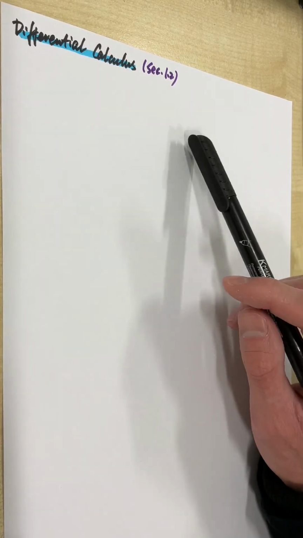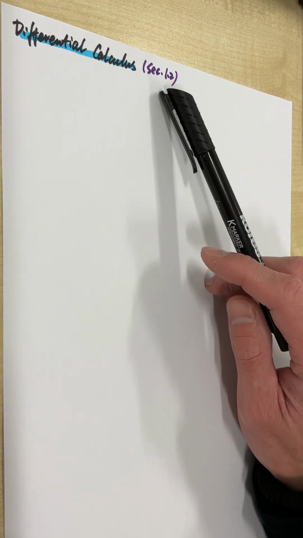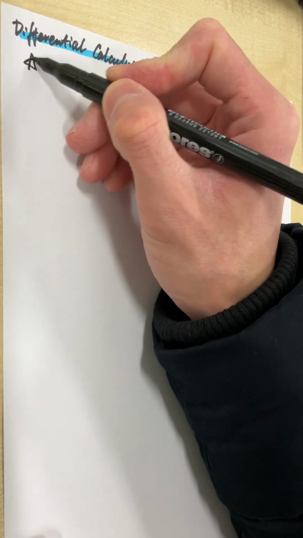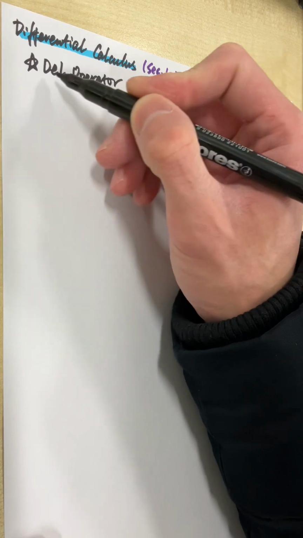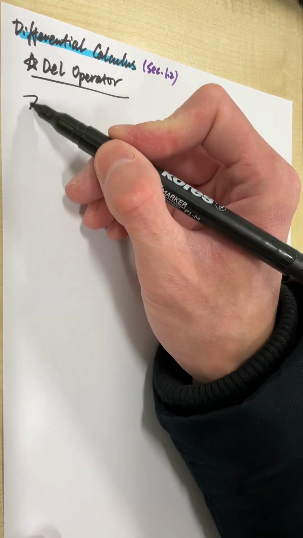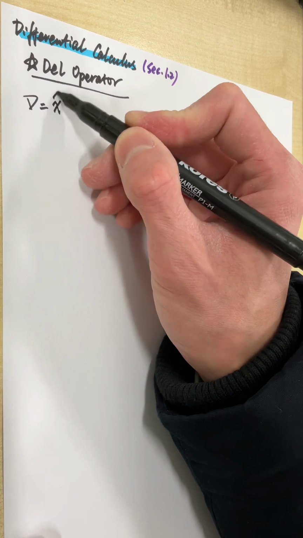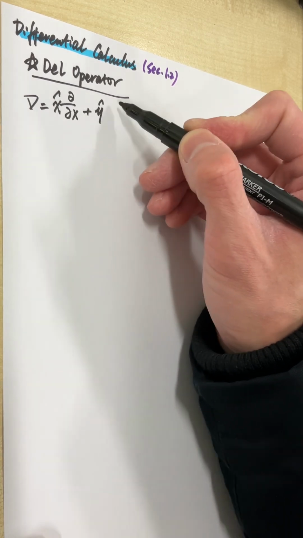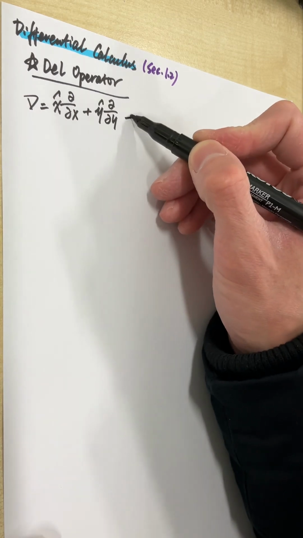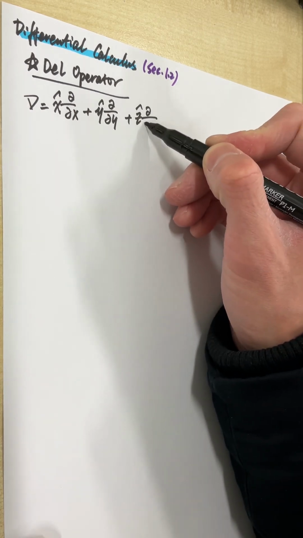Differential calculus is in section 1.2 of the textbook. So we're going to review 4 concepts in differential calculus, but they all come from one operator, which is the del operator. So by definition, for the del operator, we have x direction dx plus y direction dy plus z direction dz.